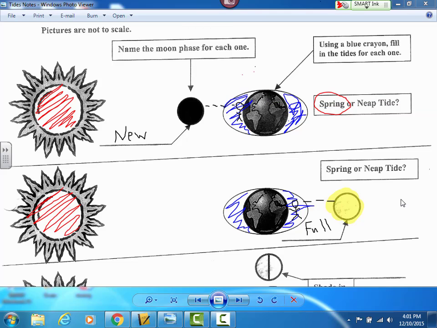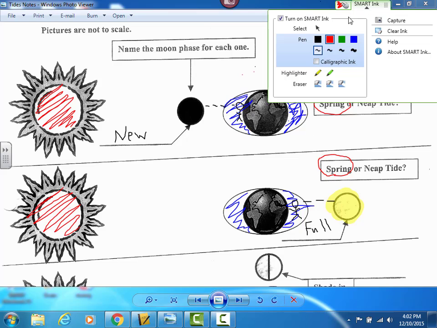And last, we have to decide, is this a spring tide or a neap tide? We should know that spring tides occur when you have really high highs and really low lows. Neap tides are more even all the way around. So again, hopefully you agree that this is a spring tide.